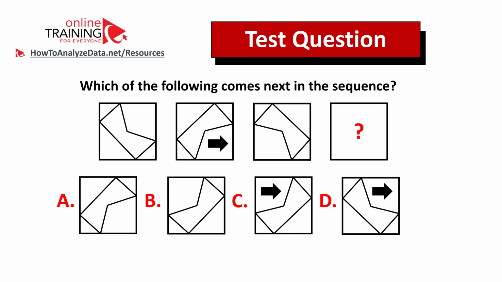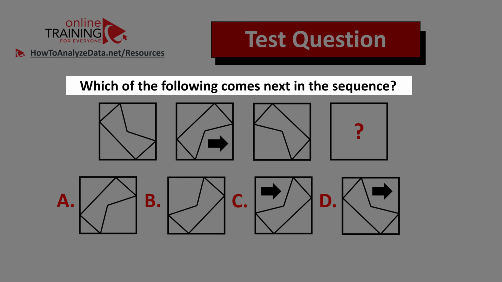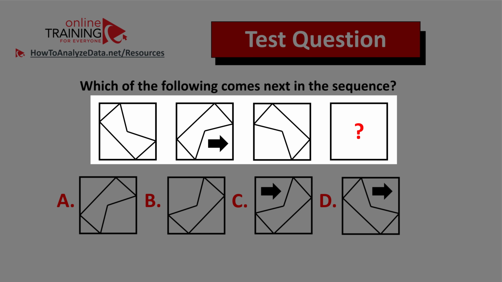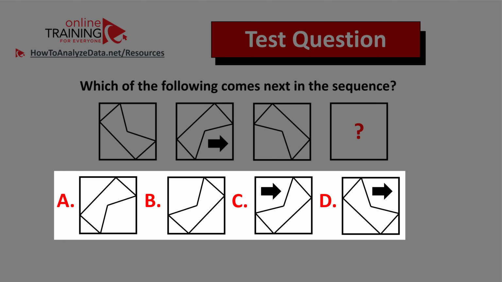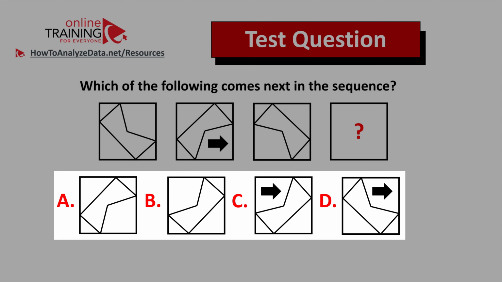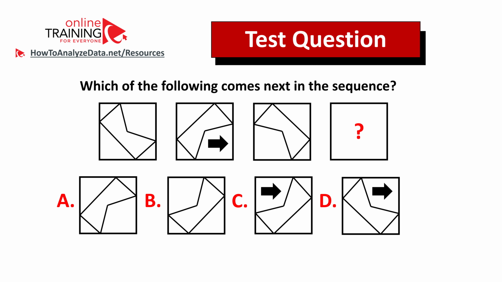And here's a question you can try to solve on your own. Which of the following comes next in the sequence? You're presented with 4 different squares, and each square has another figure inside. And there are 4 possible choices: A, B, C, and D. Now might be a good time to pause this video and give yourself 10 to 15 seconds to see if you can come up with the solution. One tip for you: always look for patterns.